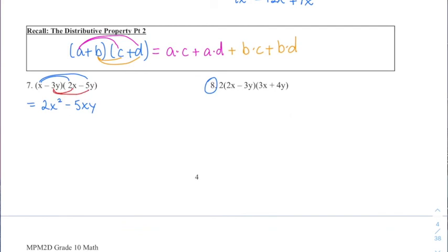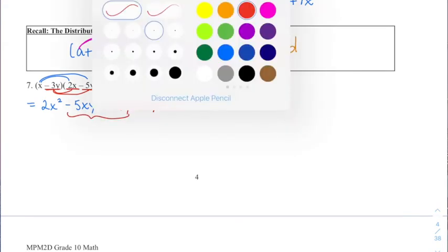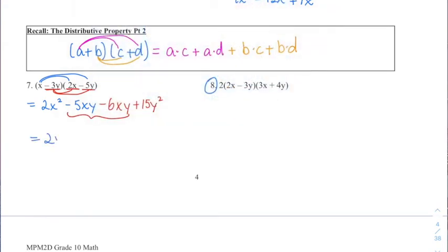Okay, so beware here, this is negative 3y times 2x. So that's subtract 6xy. Negative 3y times negative 5y is positive 15y squared. Don't forget to square it. Turns out here we only have like terms in the middle. So we've got 2x squared minus 11xy plus 15y squared.